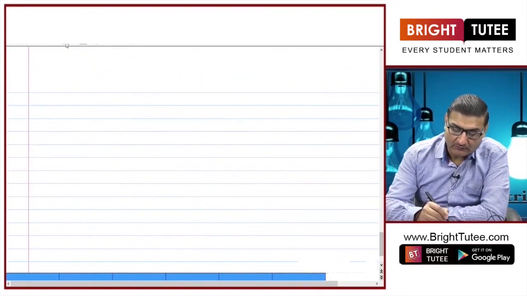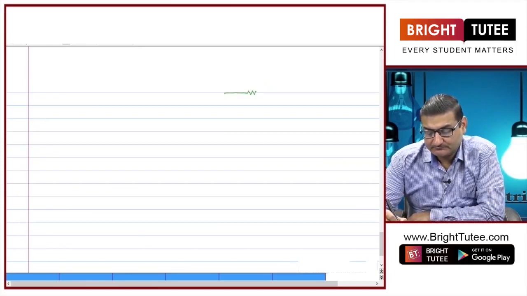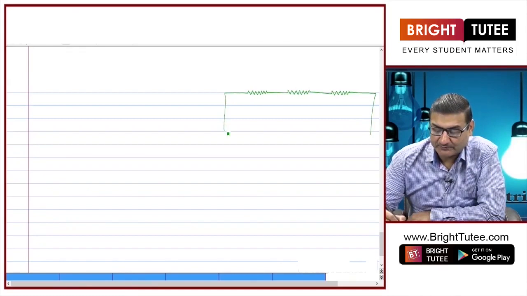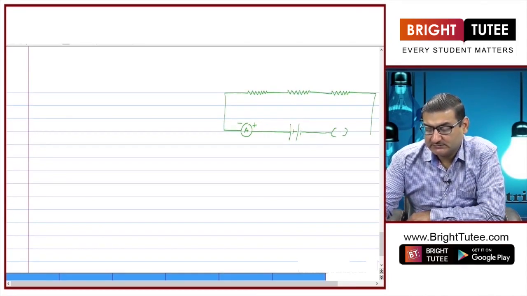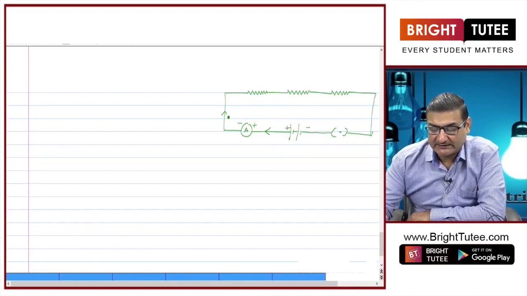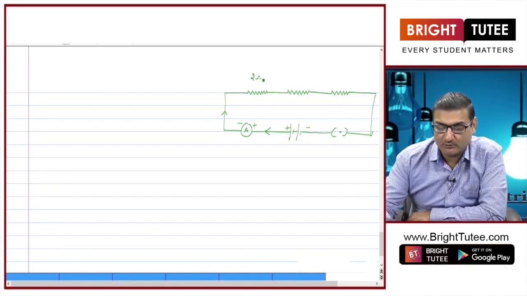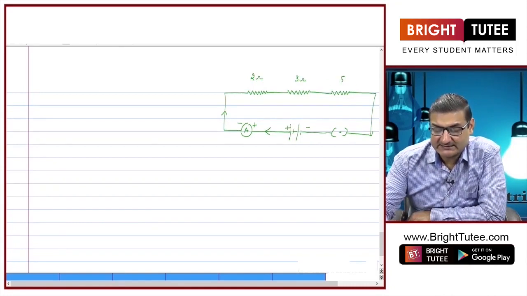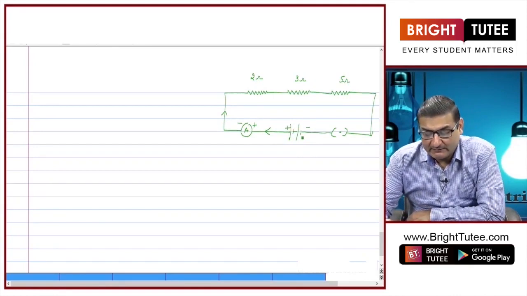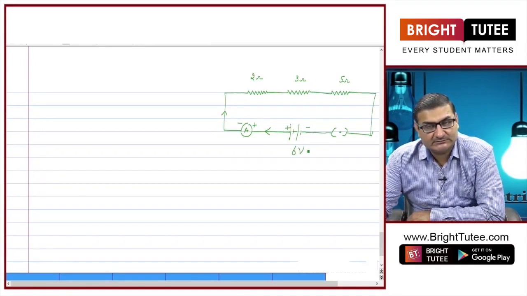Now, we'll be given a question. These are the 3 resistances given to me. This is an ammeter connected. This is a battery I have taken. This is a plug key switched on, plus, minus. The arrow shows the direction of current. The value of each resistance is given to me. This is 2 ohms, this is, let us take, 3 ohms, and this is, let us take, 5 ohms. In the battery, 6 volts is given to us.